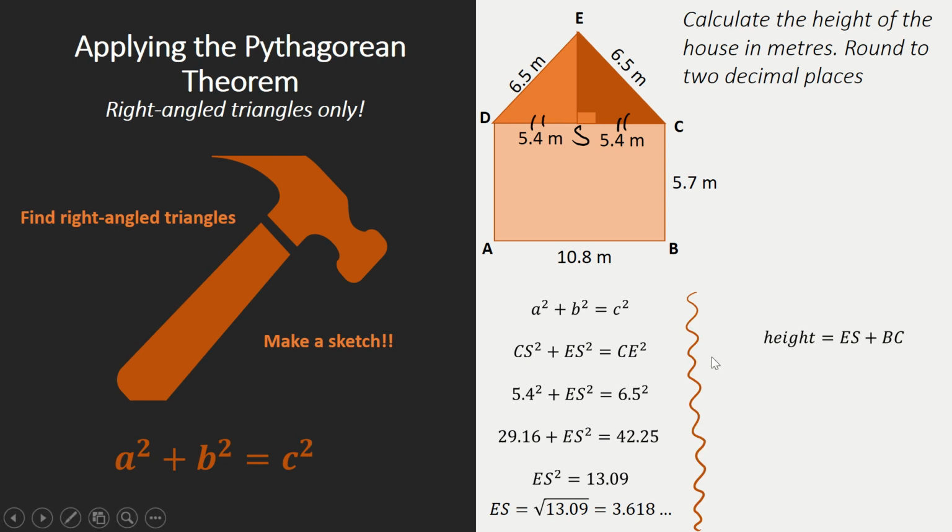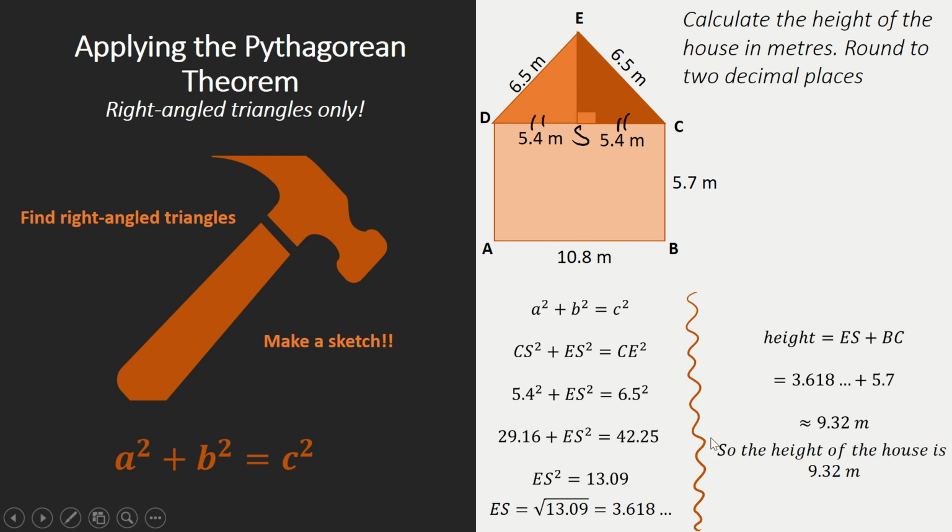Alright, so the height of our house is BC plus ES, because we want to know the height from the ground to the top. So it's 3.618 and then all those decimals plus 5.7, which is 9.32 meters. Now we are allowed to round off to 2 decimal places because that's what they ask us in the question. Please remember to use this symbol, the approximately equal sign instead of the equal sign, because we rounded it off. And do not forget our meters.